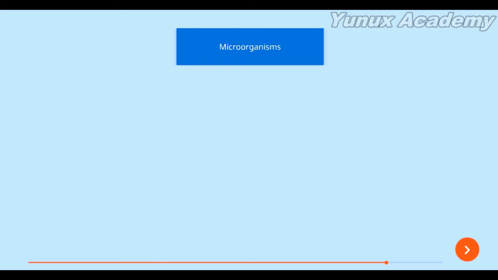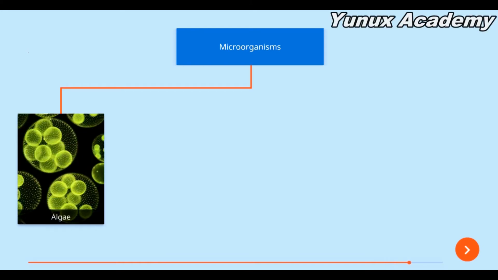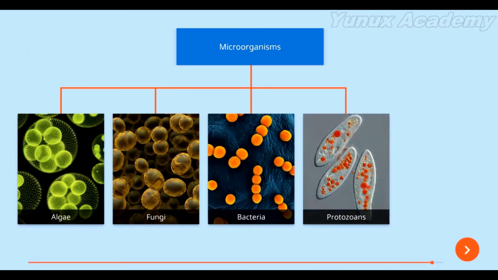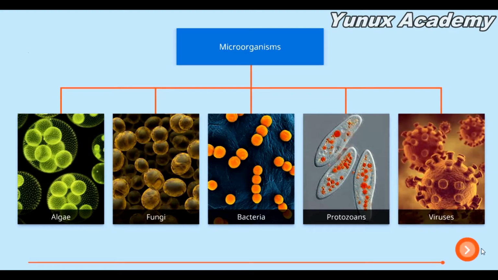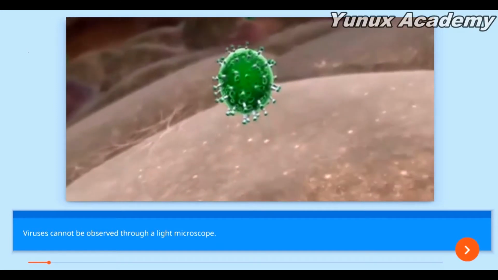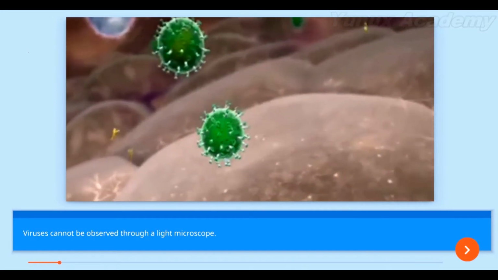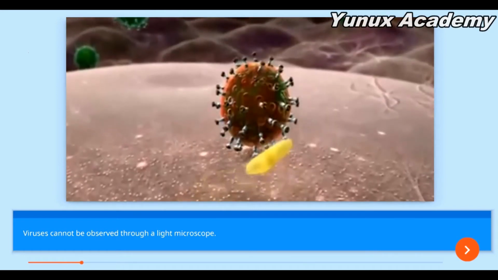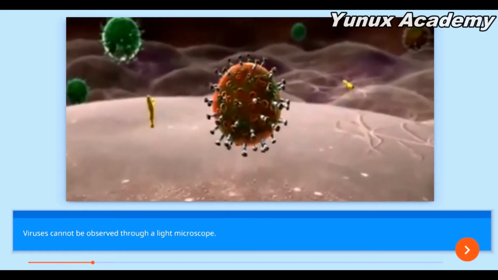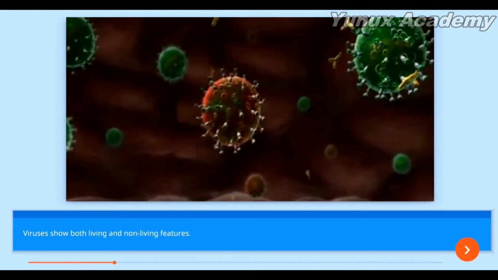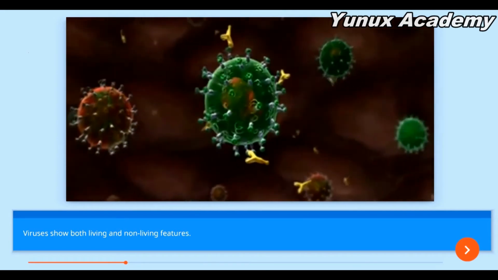Microorganisms can be classified into 5 main groups. They are algae, fungi, bacteria, protozoans, and viruses. Viruses consist of a very tiny structure, which is not only invisible to the naked eye, but also through a light microscope. If they are discussed under microorganisms, there is no confirmation yet as to whether they are living or non-living. They show both living and non-living characteristics.